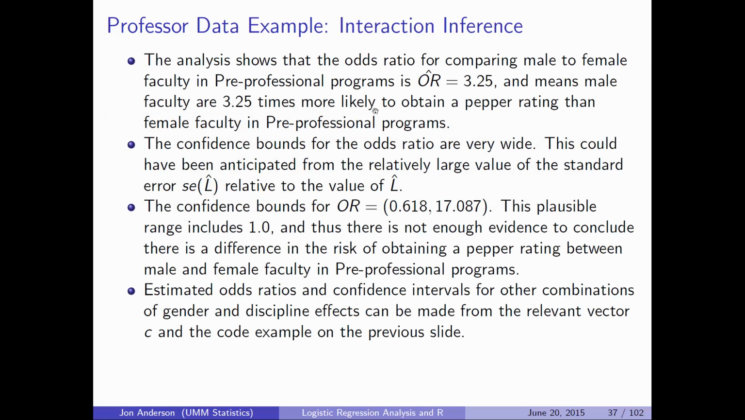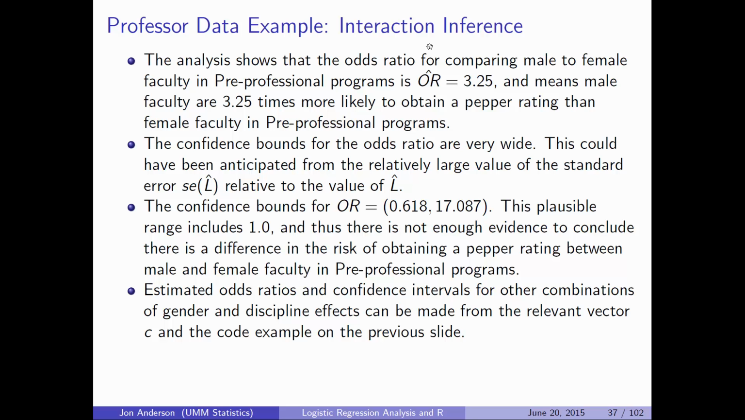So what does all this mean? It means that male faculty who are pre-professional, teaching in pre-professional programs, have 3.25 times the risk of being rated a pepper compared to female faculty in the same field. So higher risk of male faculty getting a pepper rating than females. The risk is above 1. So higher in the numerator than in the denominator.